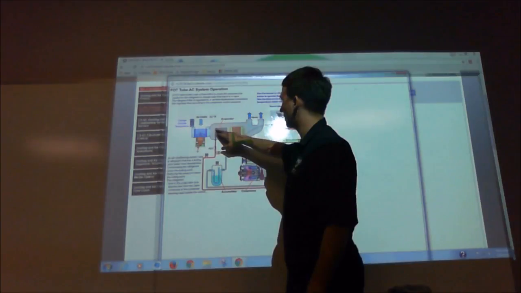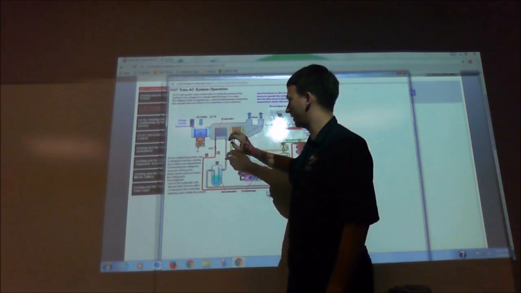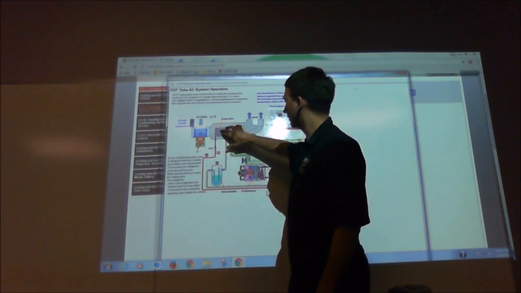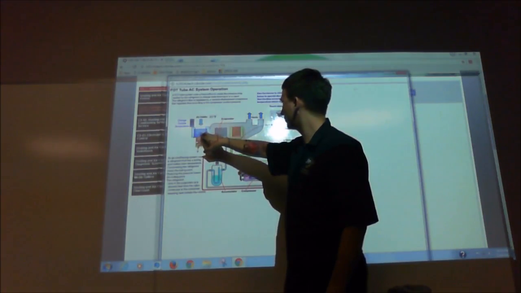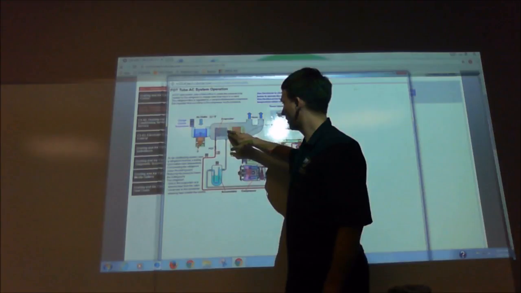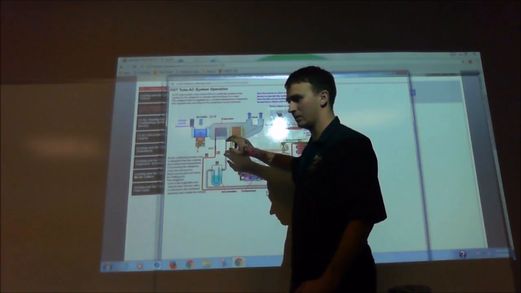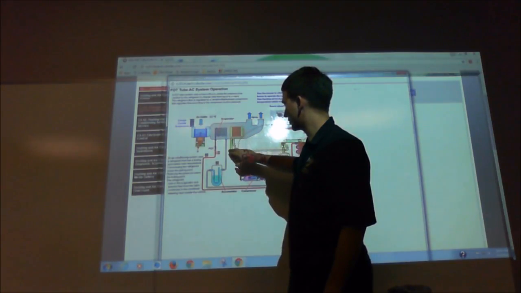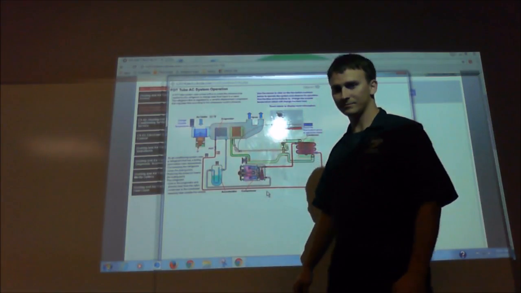then it comes up here into the evaporator where it cools down a lot more and becomes more of a gas, and as it cools down, the motor here with the fan blows it over so that you get your AC, and it converts it back into a low pressure vapor, which then comes back to the accumulator, and the entire process starts over again.